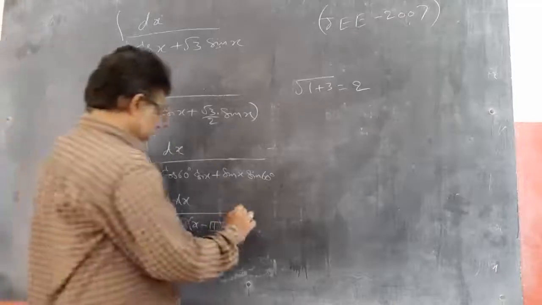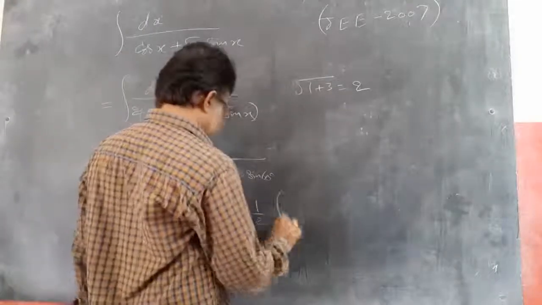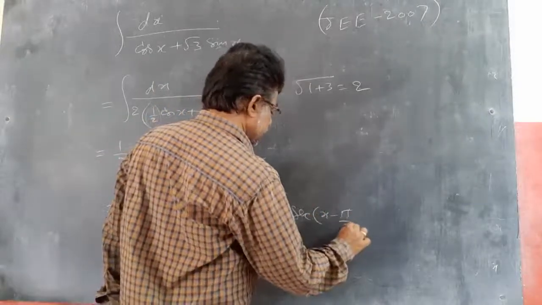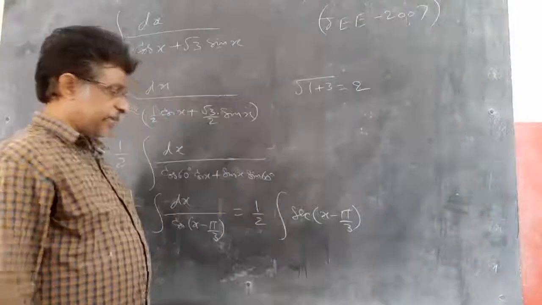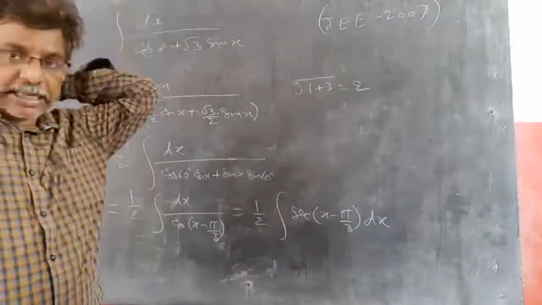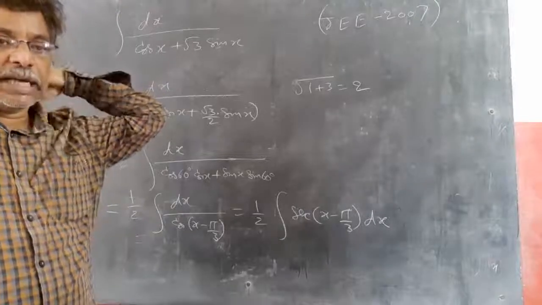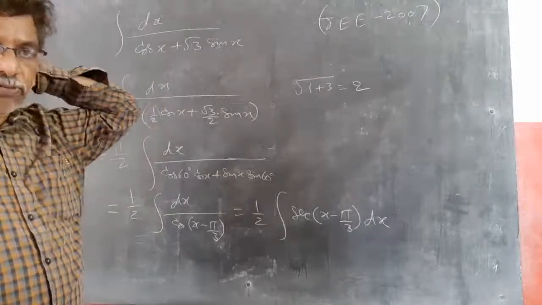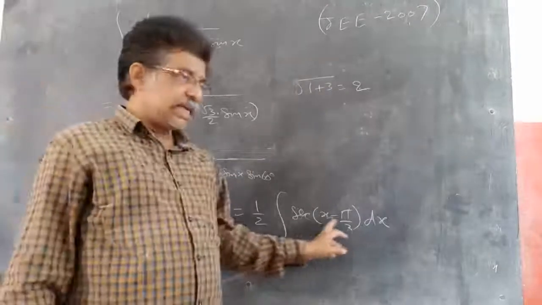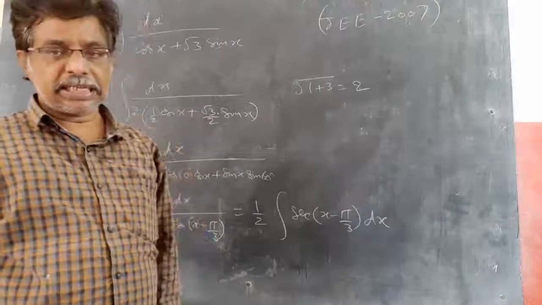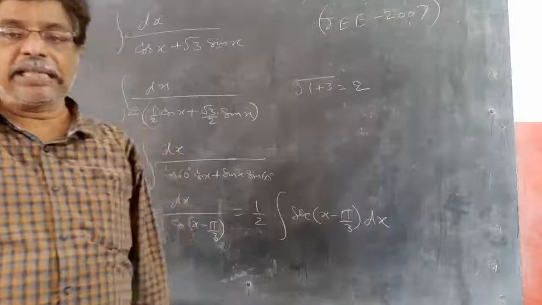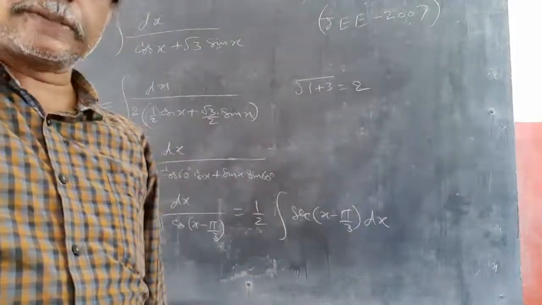So it's nothing but 1 by 2 into integral of secant of x minus pi by 3 dx. For this, I told you two formulae. One is log mod tan of pi by 4 plus x by 2, or log mod secant x plus tan x. So depending on the options, you can continue.